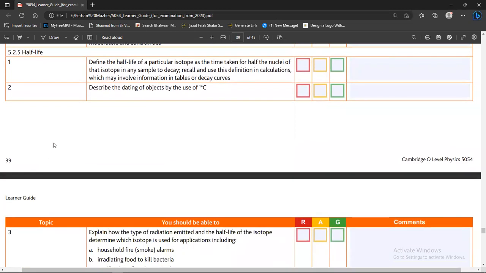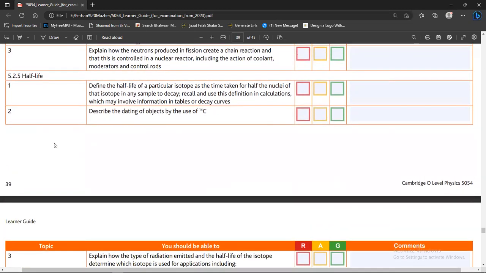Half-life. Define the half-life of a particular isotope as the time taken for half the nuclei of that isotope in any sample to decay. Recall and use this definition in calculations which may involve information in tables or decay curves. Describe the dating of objects by the use of carbon-14.